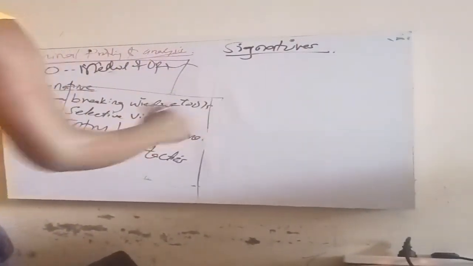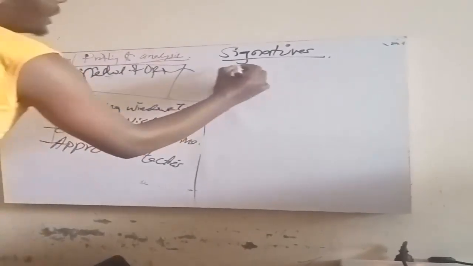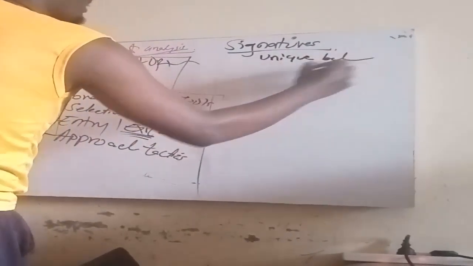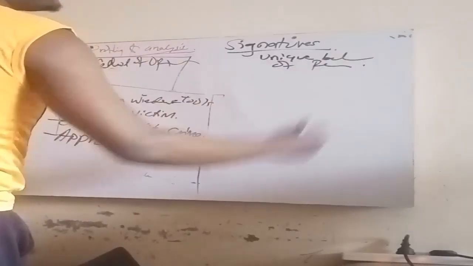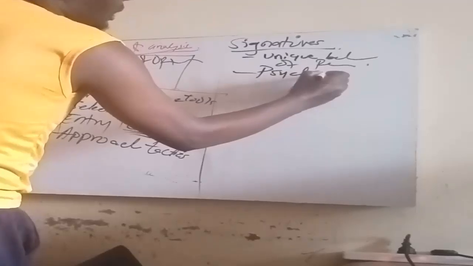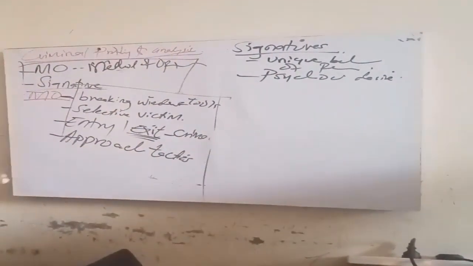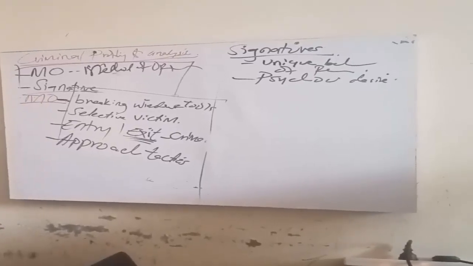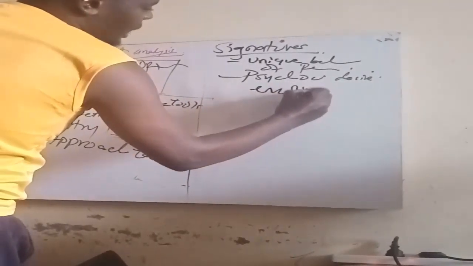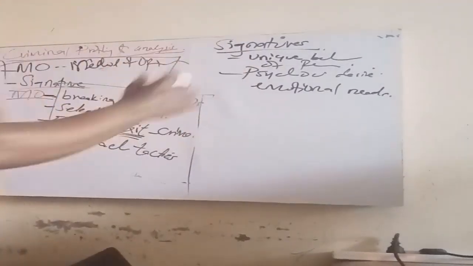Signatures. This one considers the unique behavior of perpetrators. This may include psychological desires, deep emotional needs. Let's give an example here. Deep emotional needs. So, signature.